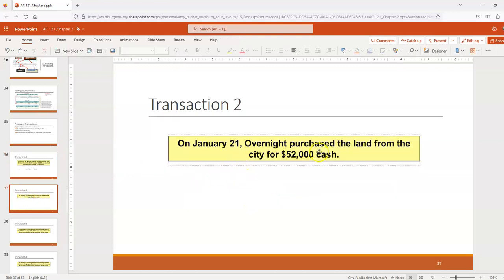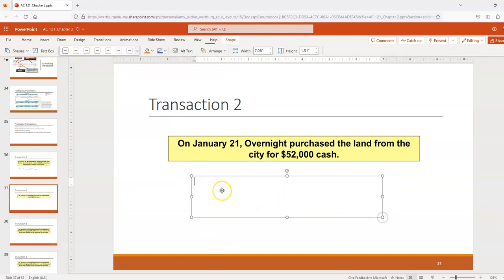For transaction 2, we purchased land from the city for $52,000 in cash. So I'm going to insert a text box again so I can type up. So we have the date of January 21st. We received land. So land is an asset. We're going to debit land for $52,000. And we paid cash, so we're going to reduce cash with a credit of $52,000.